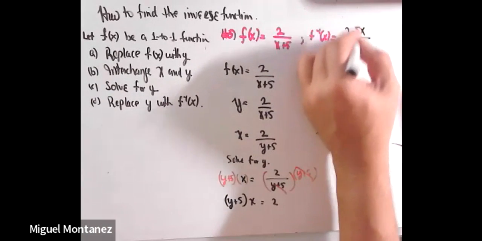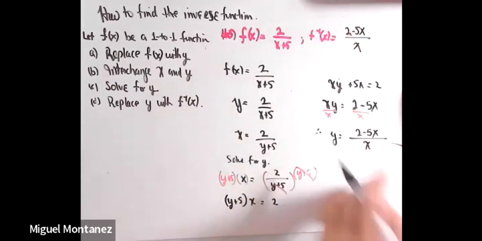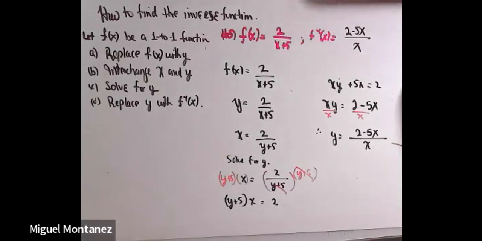2 minus 5x over x. If you do the other one, that will be correct as well. 2 over x minus 5.